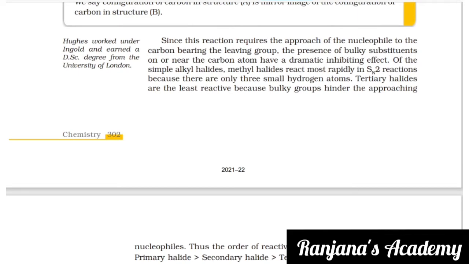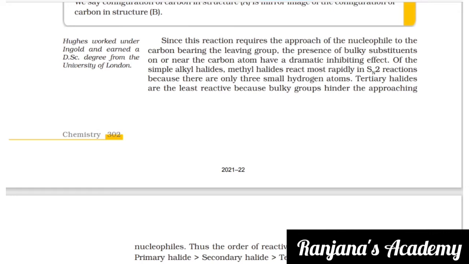Since this reaction requires the approach of the nucleophile to the carbon bearing the leaving group, the presence of bulky substituents on or near the carbon atom has a dramatic inhibiting effect on simple alkyl halides. Methyl halides react most rapidly in SN2 reactions because there are only three small hydrogen atoms.